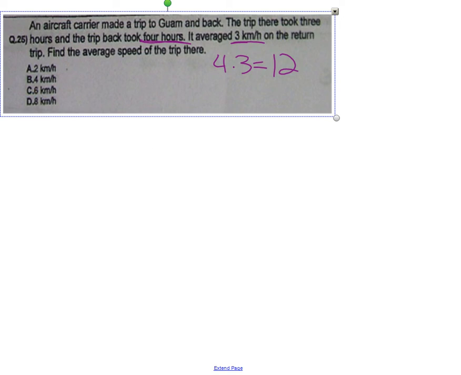So from our boat, there's our aircraft carrier. All right? And here's our island. It's got one tree. It's a palm tree. Alright, and this distance here is 12 kilometers. Okay? That's the distance.